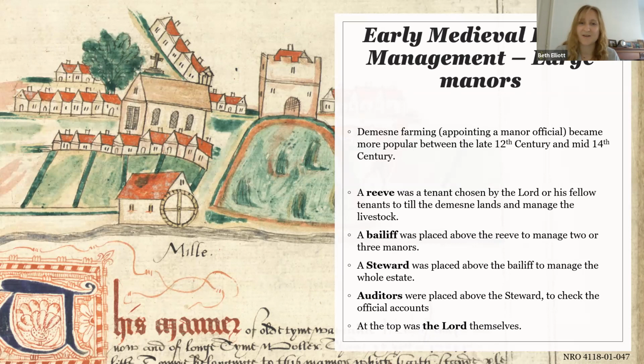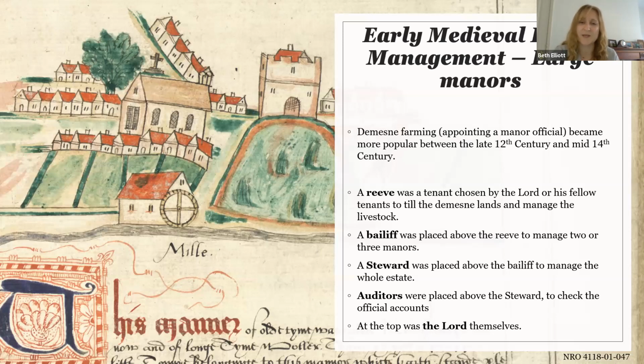So at the bottom of the hierarchy, we have the reeve. You may see the reeve mentioned in records, and I think we see him a little bit later on. At this point, the reeve is a tenant chosen by the Lord or his fellow tenants to till the domain lands and manage the livestock. So basically they're on the ground level. They're looking after the land at that level.